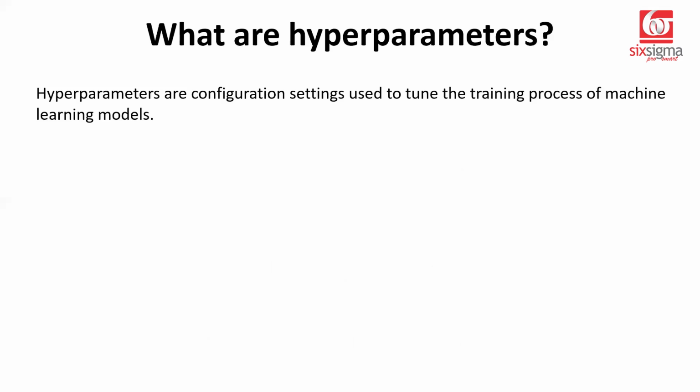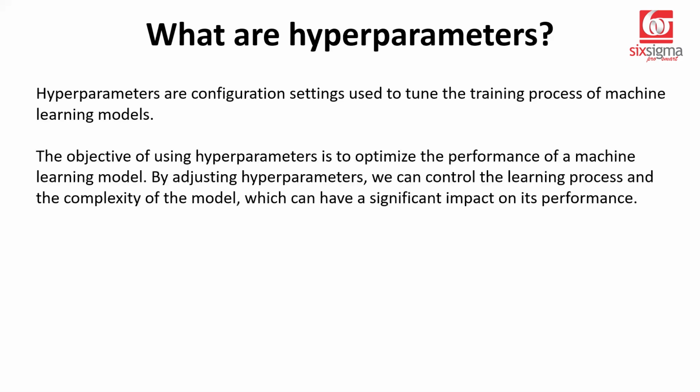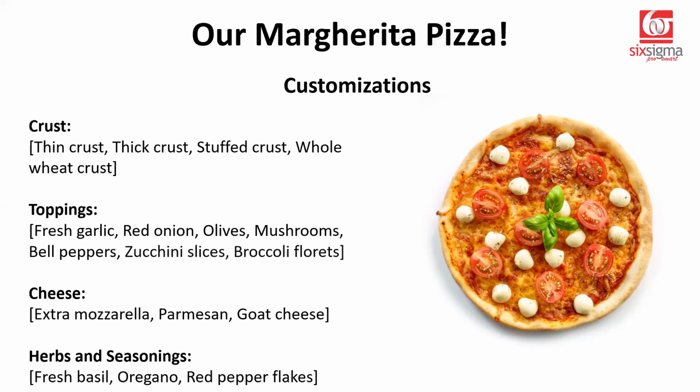So let's understand what are hyperparameters. Hyperparameters are configuration settings used to tune the training process of machine learning models. But why do we need them? The objective of using hyperparameters is to optimize the performance of a machine learning model. By adjusting hyperparameters, we can control the learning process and the complexity of the model, which can have a significant impact on its performance. Now let's go back to our pizza example and understand what could be the possibilities.